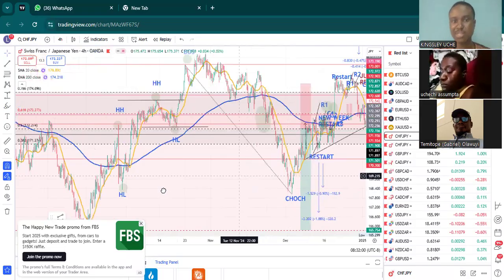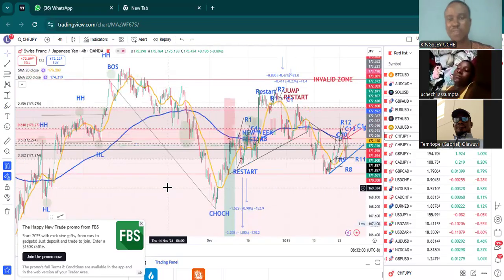Okay, in an uptrend market, we need to see a wick which is longer above and a shorter wick below. All right. That's for an uptrend market. In an uptrend market, remember, we want to sell.